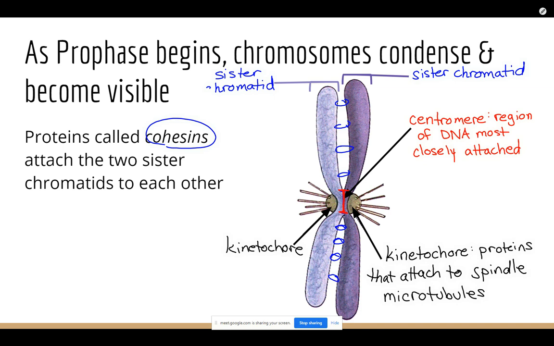There's a kinetochore on each of the sister chromatids. There's that complex of proteins on each one that attaches to the spindle microtubules. That's these little lines coming out here. That's actually part of the cytoskeleton that's attaching to those proteins, which helps to move these chromosomes where they need to go during the process of mitosis.